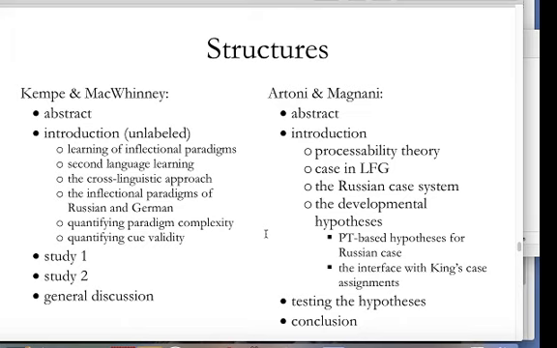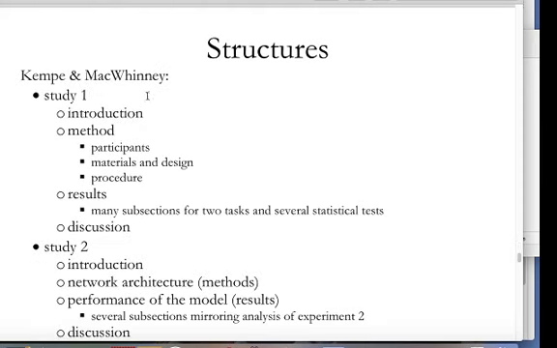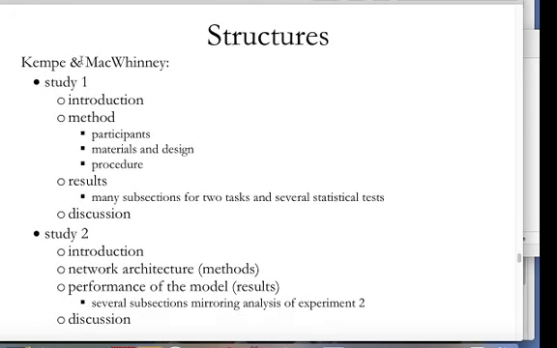So zooming in a little bit more on the Kempe and MacWhinney paper, there are two different studies here, and if you look inside each of those two studies, you find, oh, look at that. It's basically the classical four-part format, just repeated twice for each of the studies. So each study is also going to have an introduction, a methods section, a results section, and then discussing those results. Now, the second study, interestingly, isn't a study on people. It's a study on a computer simulation of how people behave.